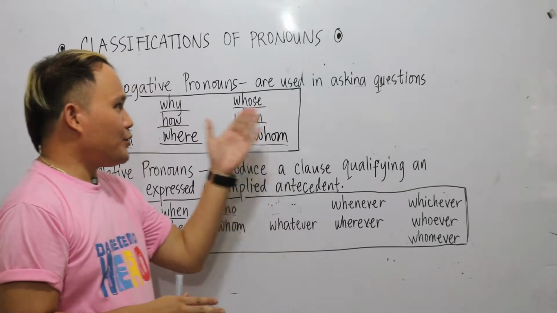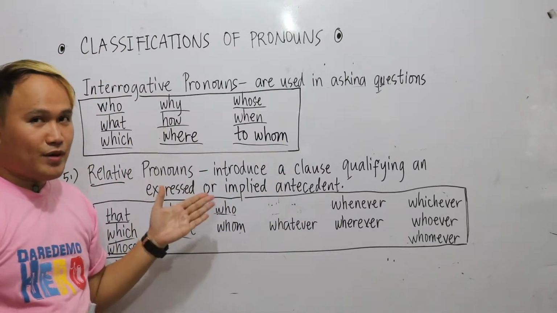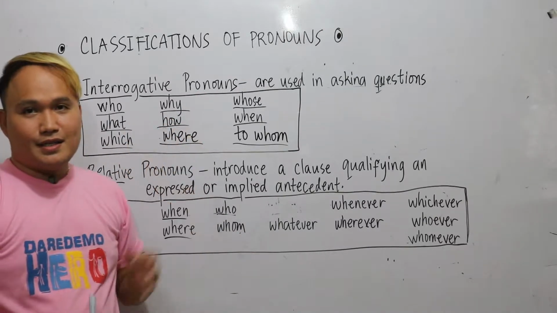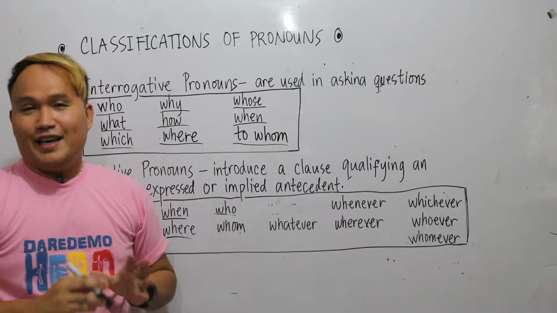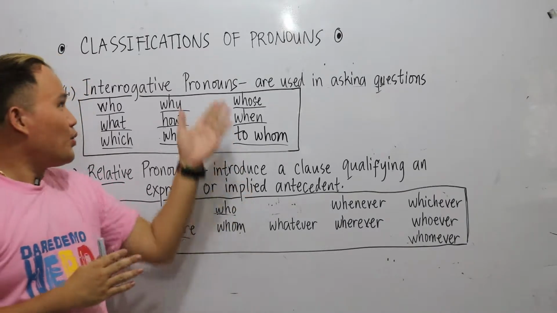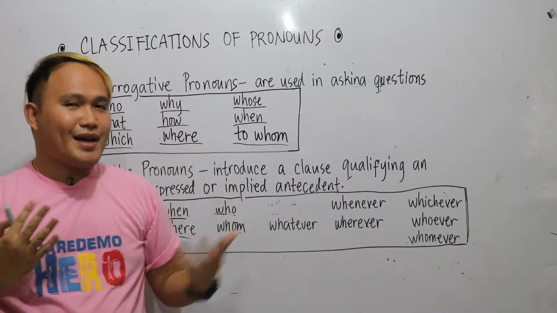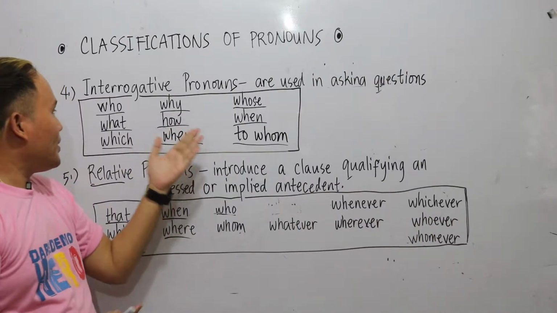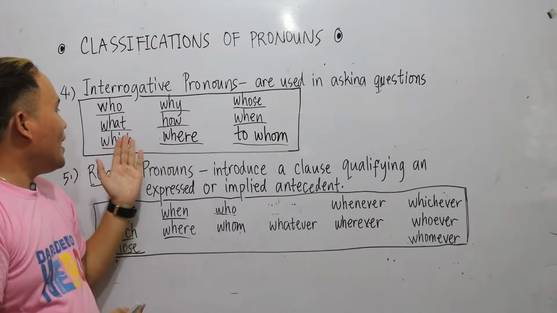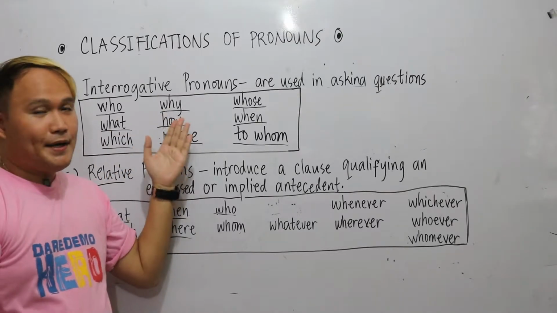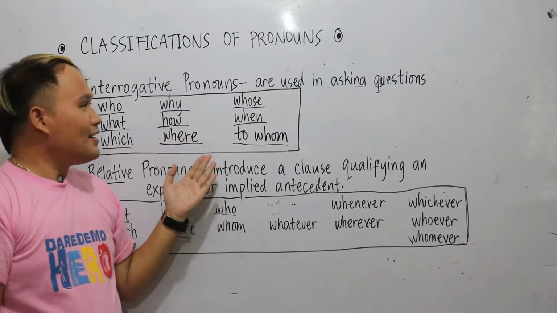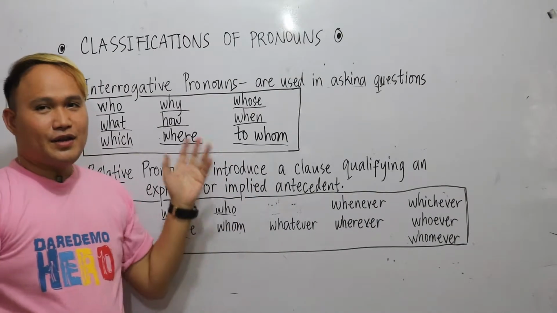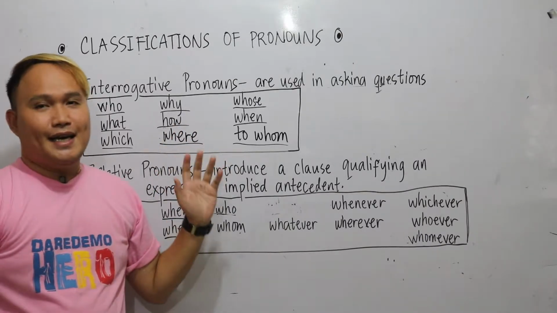Right now in this video we're going to discuss another classification of pronouns. What we have here on the board are the interrogative pronouns and the relative pronouns. Let's first discuss what interrogative pronouns are. Interrogative pronouns, from the word interrogate, which means you need to ask questions, use these words here in the box: who, what, which, why, how, where, whose, when, and to whom. These are the common words that we use in asking questions.